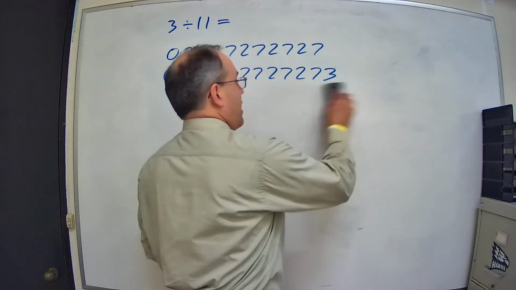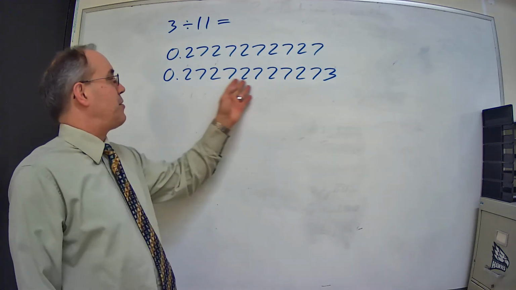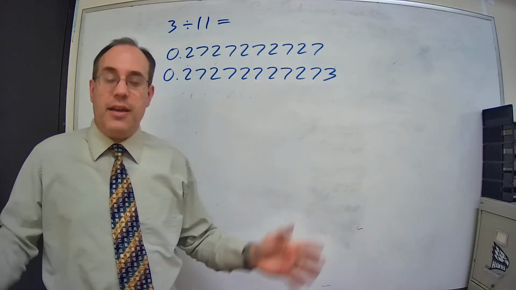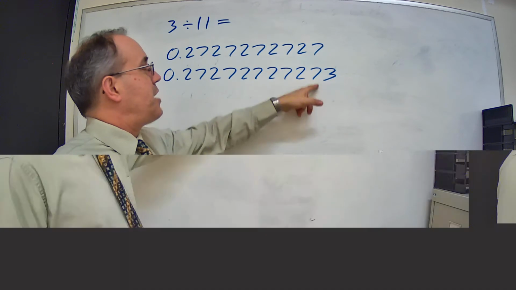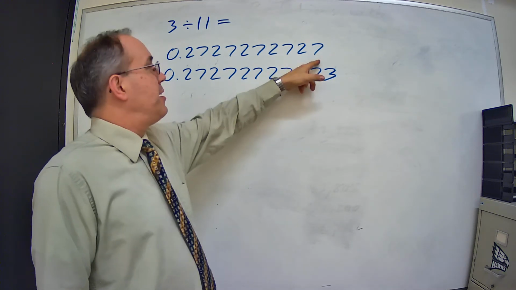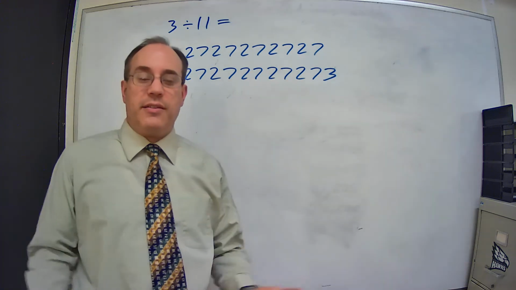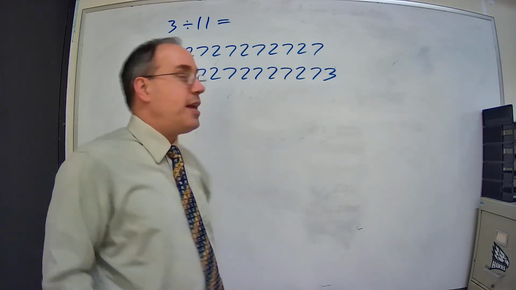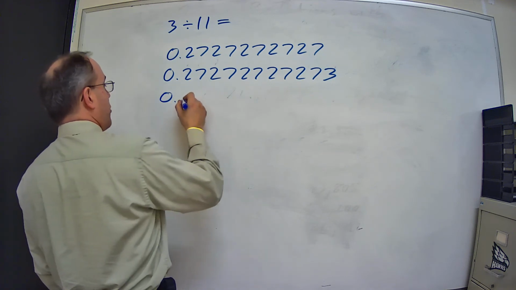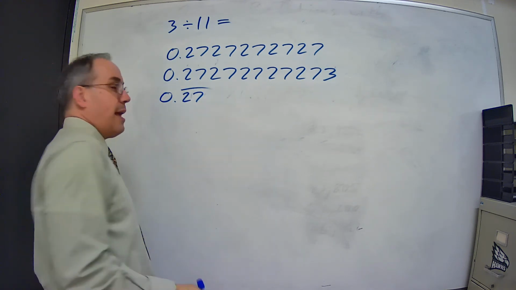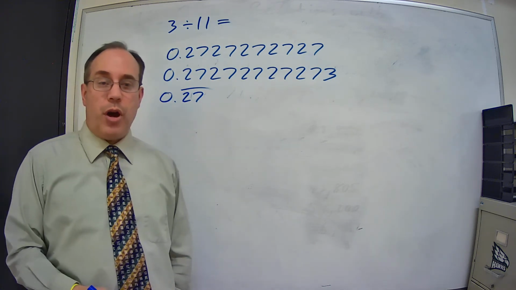So recognize that that may happen to your calculator. It doesn't mean that it was 0.27273 and it ended. It means that your calculator rounded. Notice in this one that it stopped a decimal place earlier, so that would have been followed by a 2. Rounded gives you a 7. So that's a possibility. Or your calculator could represent it as 0.27 and actually give you the repeating bar over it.